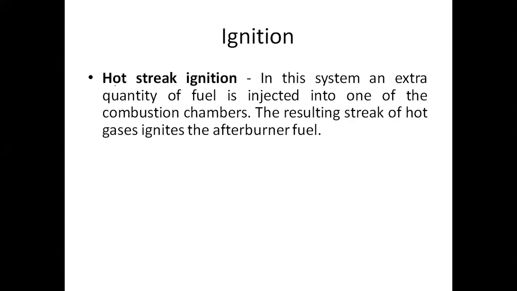Now let us understand the ignition system. There are three types of ignition. The first one is called hot streak ignition. In this, inside the combustion chamber of the engine, suppose it's a can type combustion chamber, in one of the cans I will add an excess amount of fuel, that is, extra quantity of fuel into that section. So when the exhaust gases come out, this section, because of the high amount of fuel, will have a very high temperature, right? If I add fuel and oxygen to this high temperature, it will ignite. Such a thing is called streak ignition.